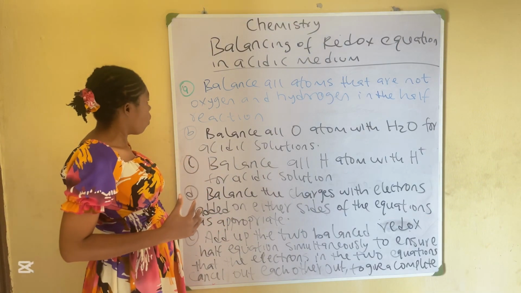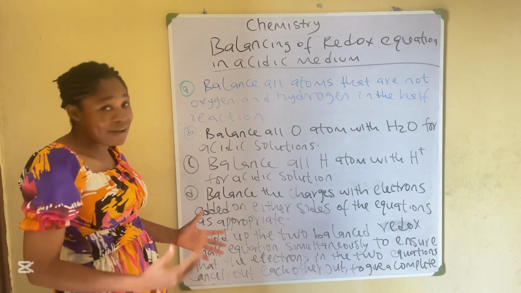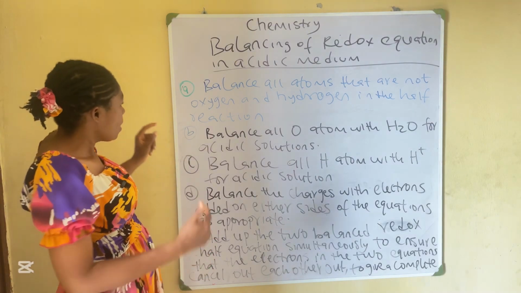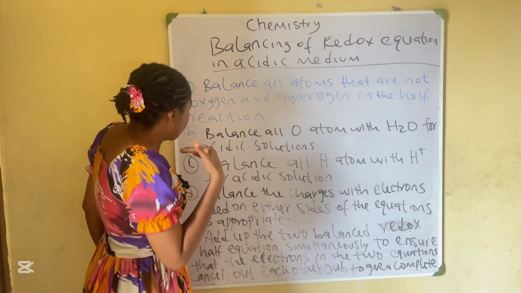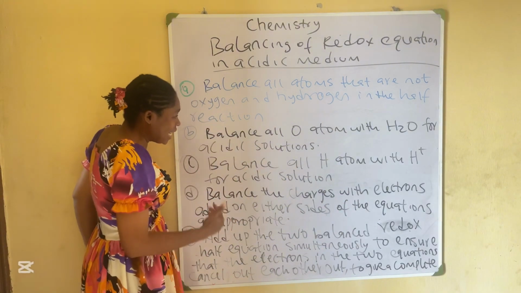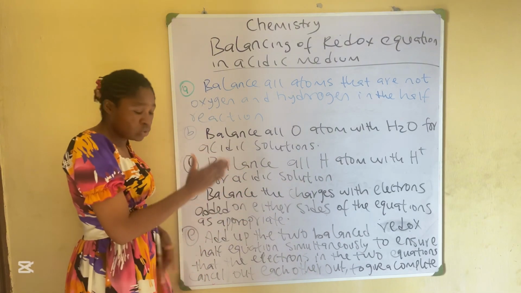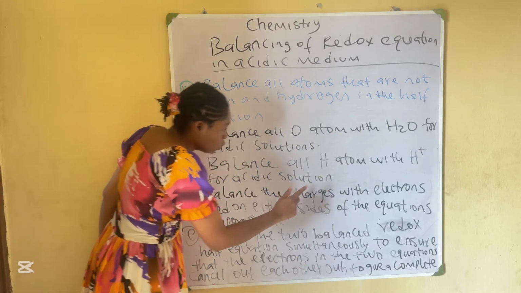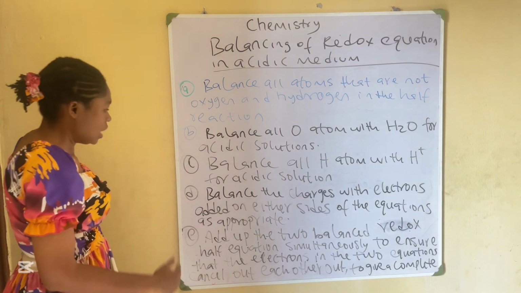Rule number one: balance all atoms that are not oxygen and hydrogen in the half reaction. Rule number two: balance all oxygen atoms with H2O for acidic solutions. Balance all hydrogen atoms with hydrogen ions for acidic solutions. Balance the charges with electrons added on either side of the equations as appropriate.